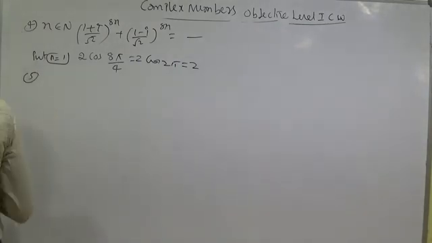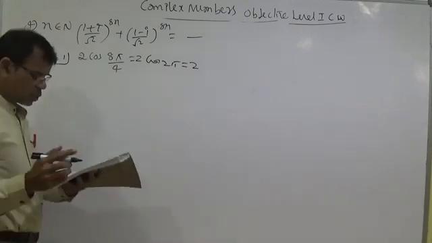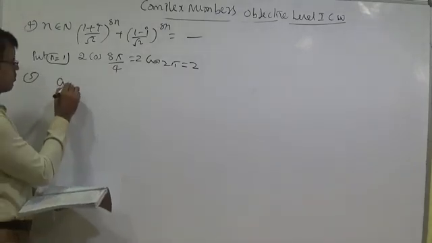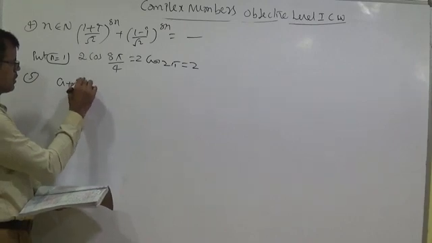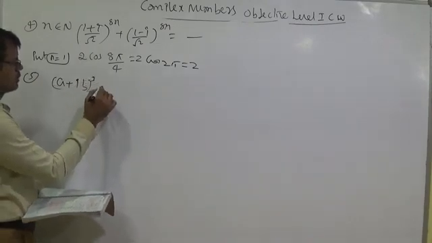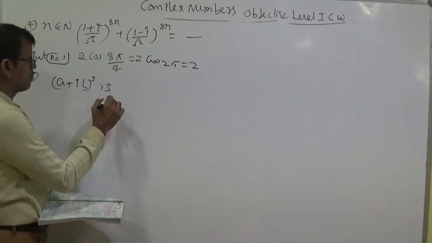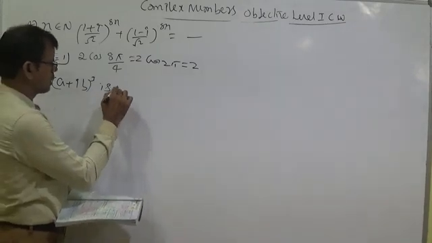Fifth question, the condition for the cube of a plus ib to be a real number. The cube of a plus ib is a real number, so (a plus ib) whole cube is a real number.